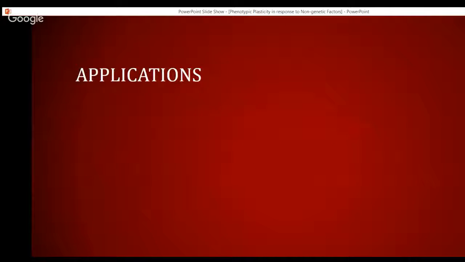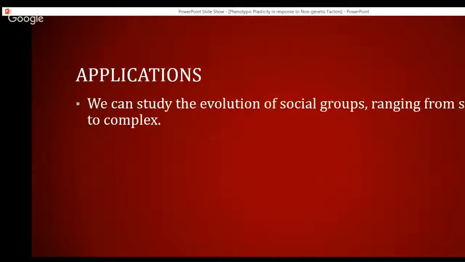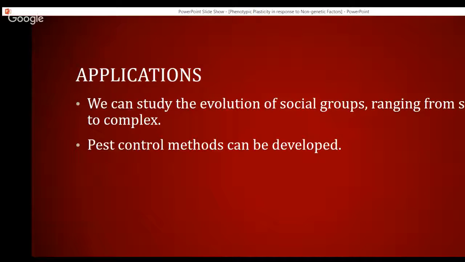So how can we apply this knowledge? We can study the evolution of social groups. So how did they evolve? Are there different levels of sociality? There are, ranging from simple to complex. And by studying them, we can hypothesize how social groups evolved from simple to complex.